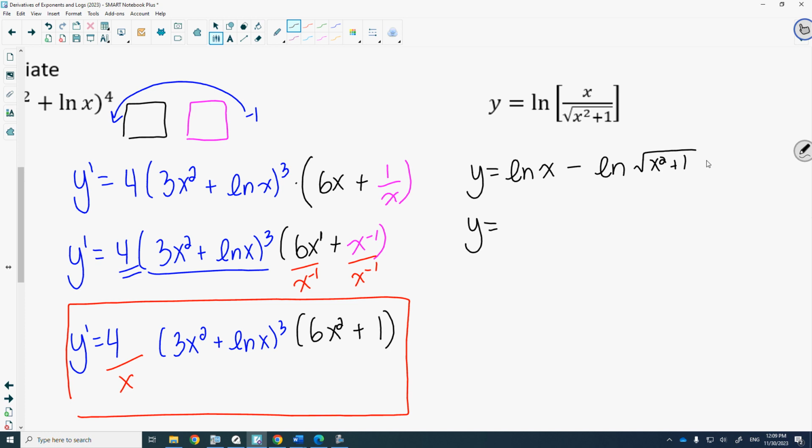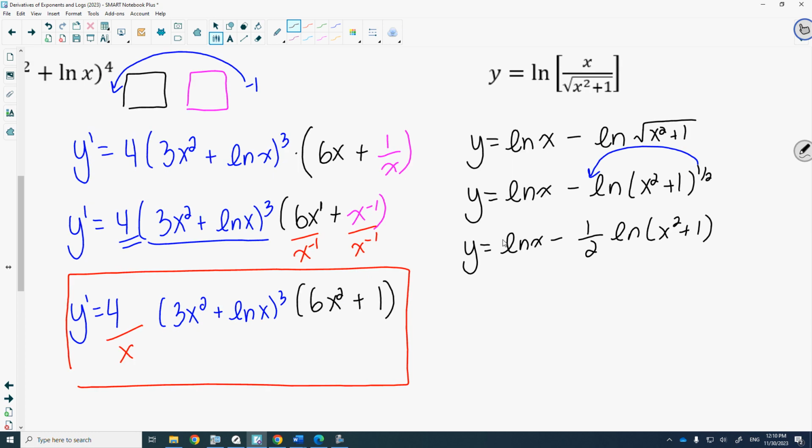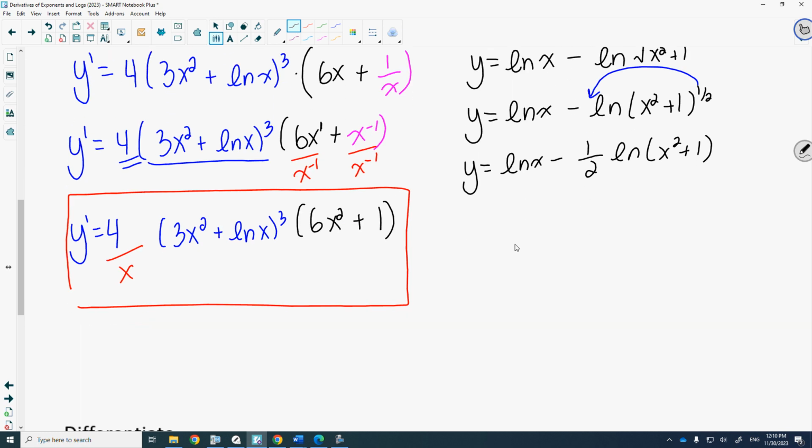So we'll have y is equal to the natural log of x minus the natural log of (x squared plus 1) to the 1/2. And then we're going to rewrite that again, because I will bring that 1/2 to the front. So I would get y is equal to the natural log of x minus 1/2 times the natural log of x squared plus 1. All right, now let's take the derivative of this.